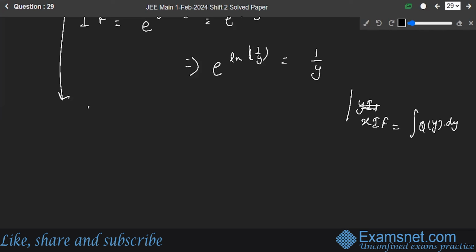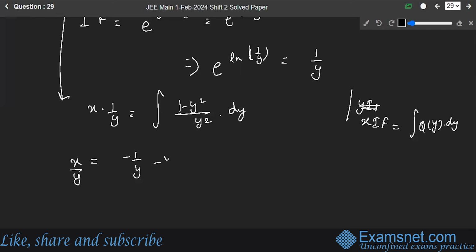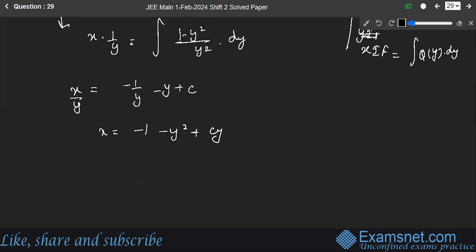So this will be given by x into 1 by y is equal to integral of (1 minus y square) upon y square into dy. Or you have x upon y is equal to, this will be given by minus 1 upon y minus y plus c. And multiplying both sides by y, you will have x is equal to minus 1 minus y square plus cy.